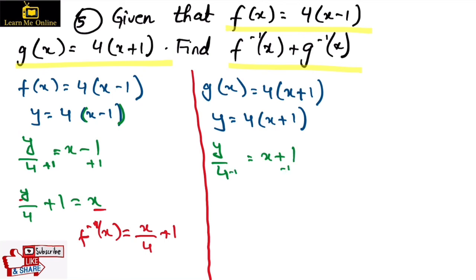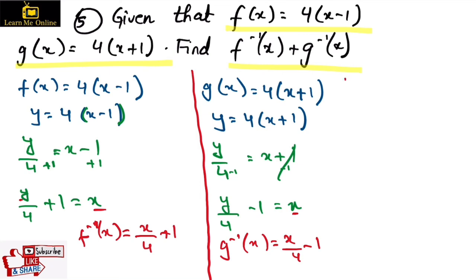Do the inverse on both the sides. So y over 4 minus 1 equals x. The last step is to change this x in terms of the inverse function. So that would be g inverse of x equals, this y is going to be x over 4 minus 1.